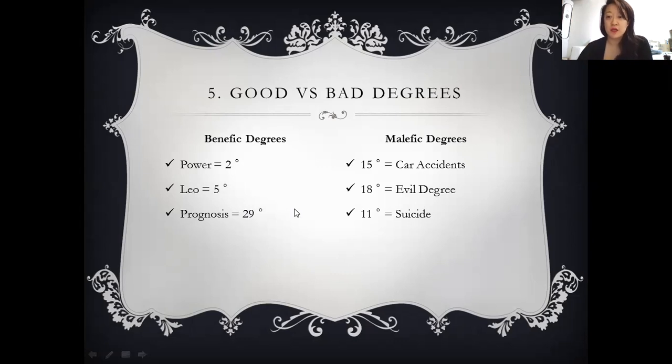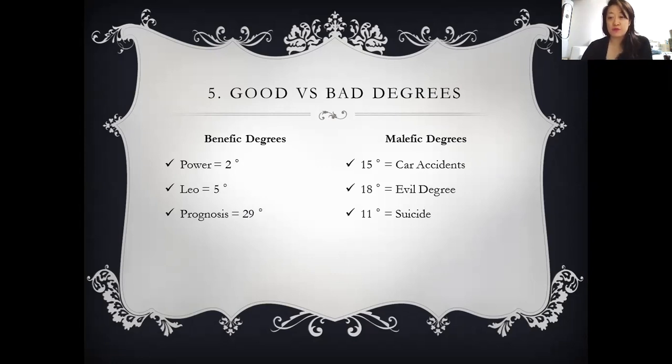Let's talk about the bad, malefic degrees. There are quite a lot of them actually, so you might get really disheartened. Astrology is not always about the good things in life. A lot of times it's actually dealing with really harsh realities, or just really atrocious things that happen in humanity.